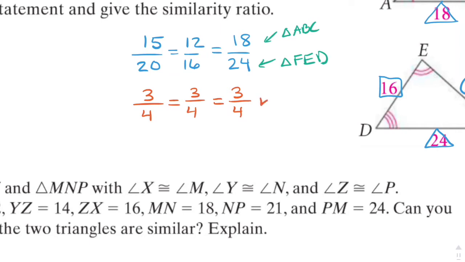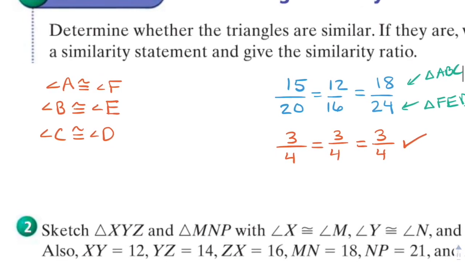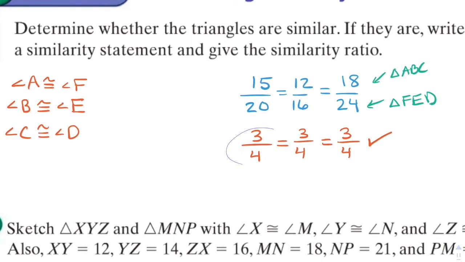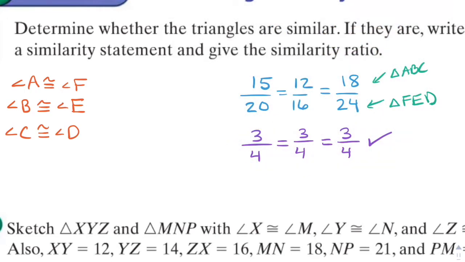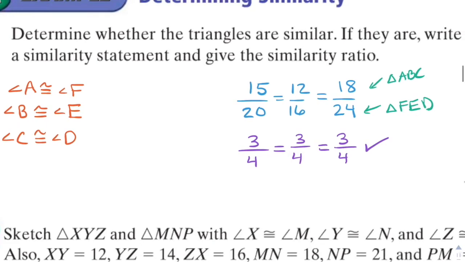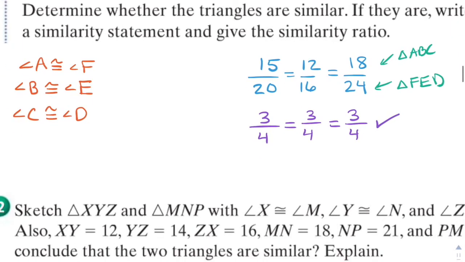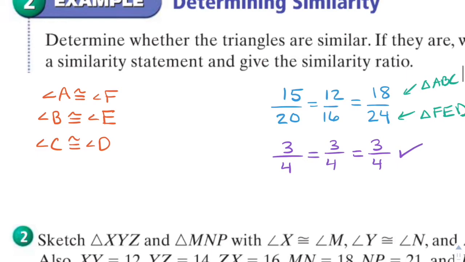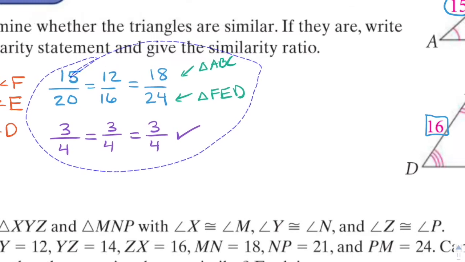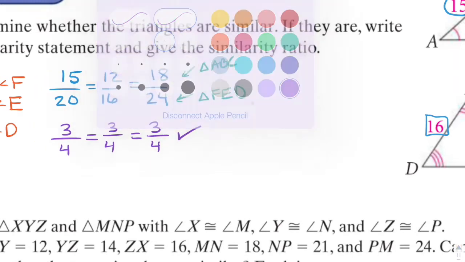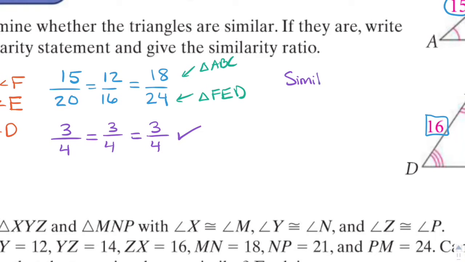And what I just proved is that these triangles not only have congruent angles, which I did earlier, but they also have proportional sides. All of their sides match up. Because of this, I'm able to give both a similarity statement and a similarity ratio. Here's the similarity ratio, what you see in purple. I'm going to write similarity ratio. Similarity ratio is 3 to 4.